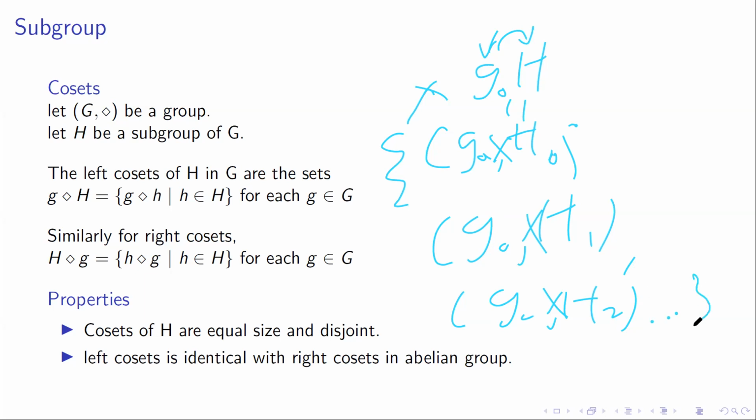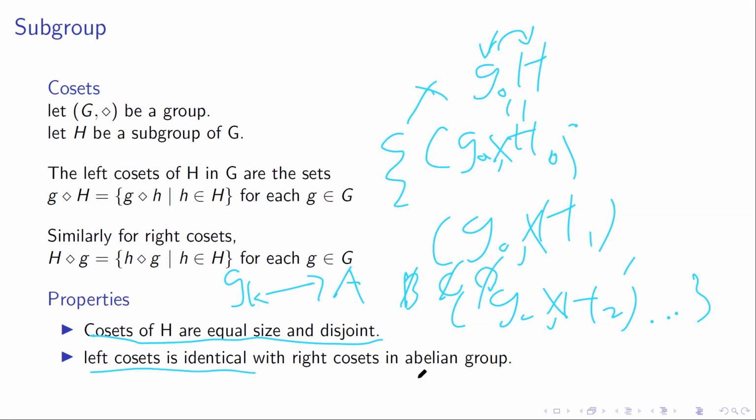Okay, thanks. So an interesting property about cosets is that the cosets of H are equal in size and disjoint. This means that if I have an arbitrary element g_k, and this g_k appears in some coset A, then this g_k will not appear in other cosets such as B and C. I will prove this later on. Also, the left coset is identical to the right coset in an abelian group, because g multiplied by H is equal to H multiplied by g.